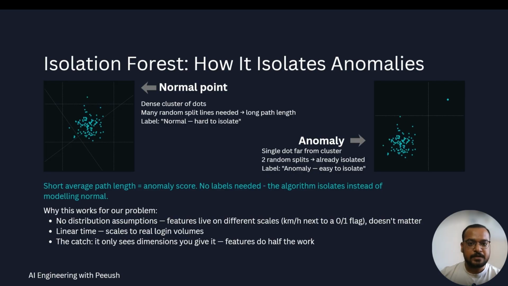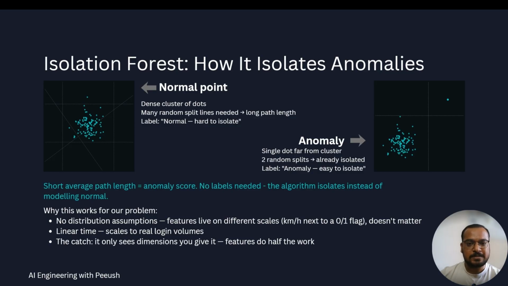One honest limitation plus one trap before we quote. The limitation: the forest only sees the dimensions we feed it. Random cuts in feature space can't find an anomaly your features don't express. Feature engineering is doing half the work. That's next.